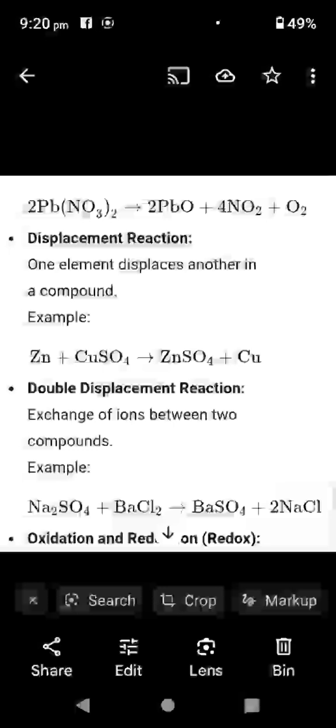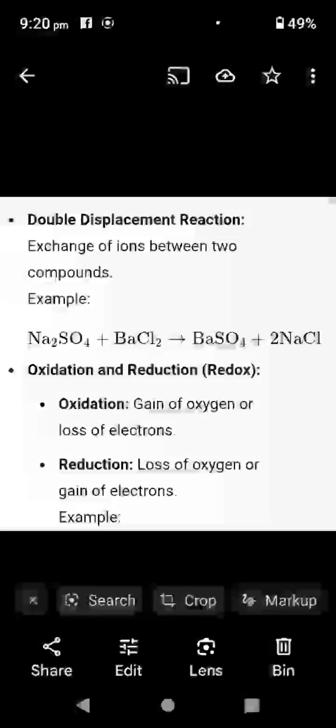Double displacement: there is an exchange of ions between two compounds, like sodium sulfate and barium chloride. In these two compounds there is an exchange of ions, so the result is the formation of barium sulfate and sodium chloride. Double displacement reaction is the exchange of ions between two compounds, as we saw with sodium sulfate and barium chloride, forming barium sulfate and sodium chloride.